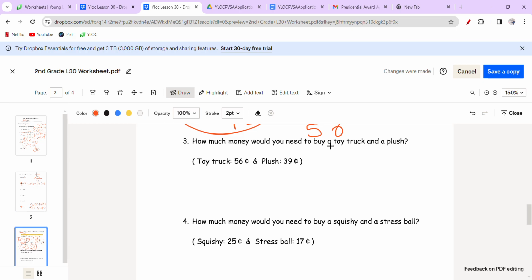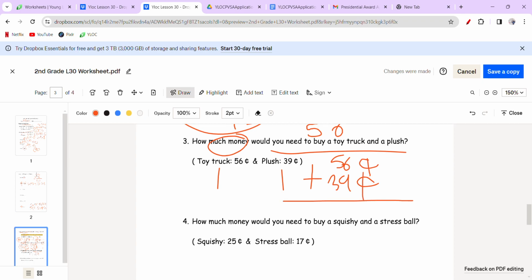How much money would you need to buy a toy truck and a plush? Okay, how much money would you need to buy something? You're going to add them together. So we have one of that. So it will be 56 cents plus 39 cents. 6 plus 9 would be 15. So you put the 10 over here. 5 plus 3 is 8. Plus this 10 right here would be 9. So final answer would be 95 cents.